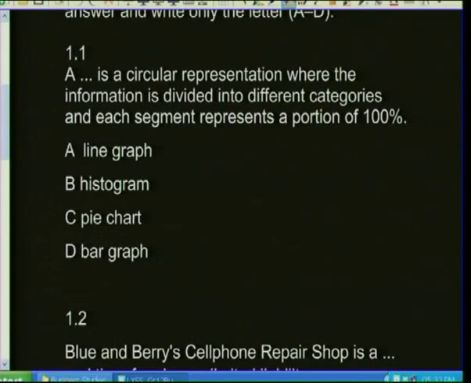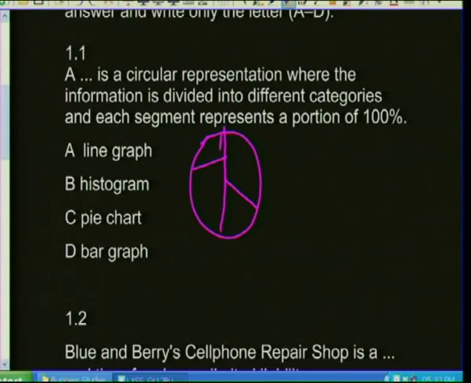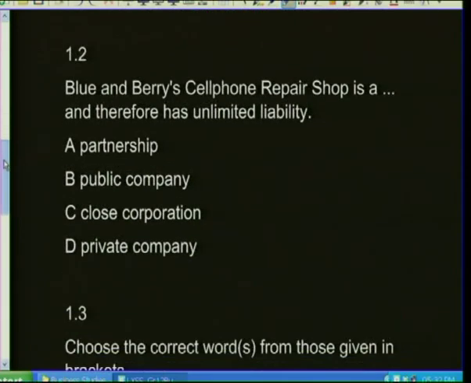I want to quickly show you guys. If I think of a circular representation, I automatically think about a circle, and then it says the information is divided into different categories. So it could be something like that or whatever. I think this might be a pie chart because the minute that I see something that's round and something that's categorized into sections, I can think a pie chart, because then they could color this little bit with something and they could make little dots here. So I know the answer is C, a pie chart. Let's carry on to my second question.